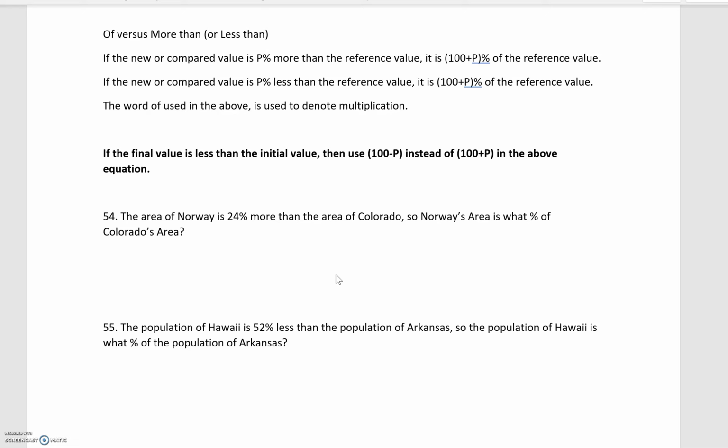So here's what I did not get to in Monday's lecture. The words more than and less than in the context of percentages. So, of versus more than or less than. If the new or compared value is p% more than the reference value, it is 100 plus p percent of the reference value. If the new or compared value is p% less than the reference value, it is 100 plus p% of the reference value. The word of used in the above is used to denote multiplication.